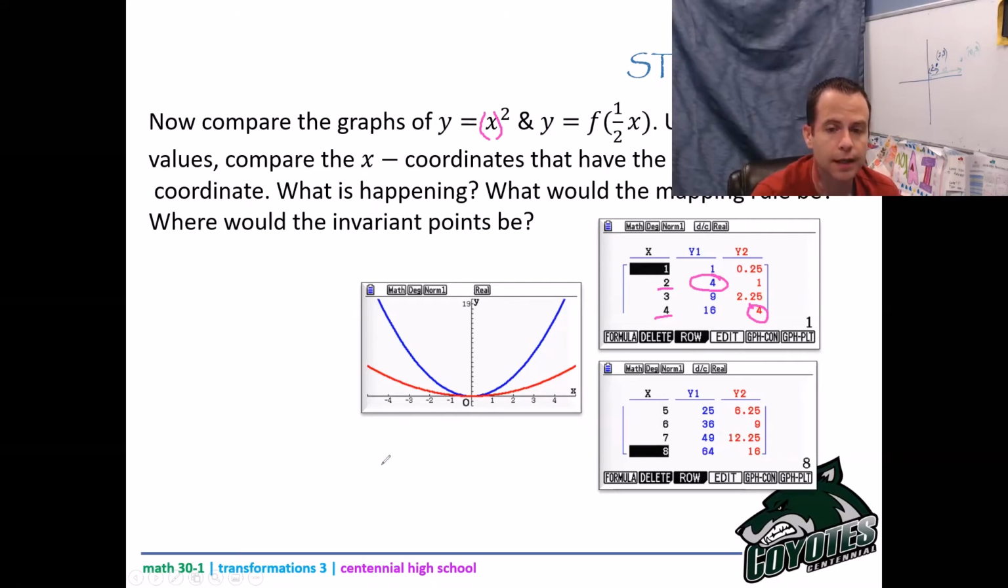Okay, now let's pick another one. How about we pick on 9? So when y is 9, my x value moved from 3 to 6. Okay, we're going to do another one. I want to take my time with this because I want you to see it. Let's pick on 16. So 16's here and 16's here. So when y stays as 16, my x values moved from 4 to 8.